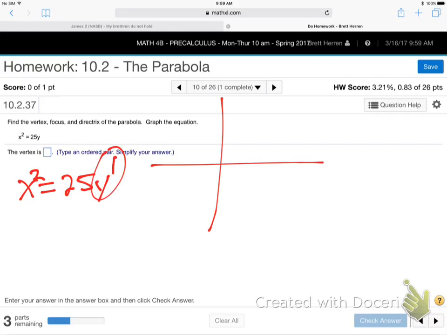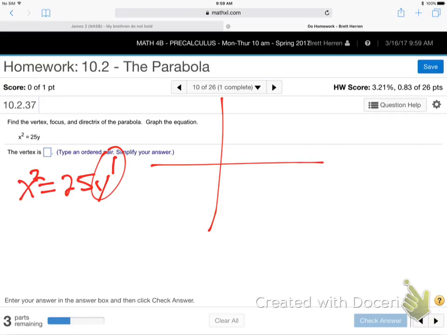The other ones we're going to do next week, 10.3, 10.4. Everything's going to be squared. There's going to be no first power letters anywhere. X will be squared and y will be squared. But the unique characteristic of parabolas is one letter is squared, the other is not. And the one that is not tells us the direction.